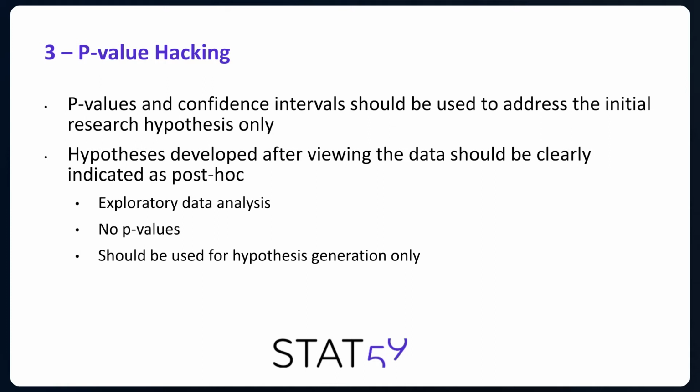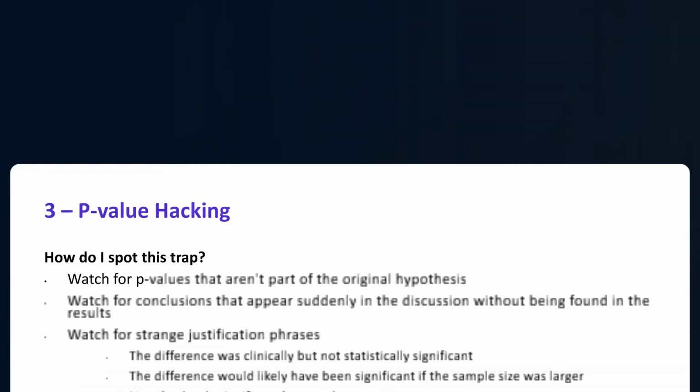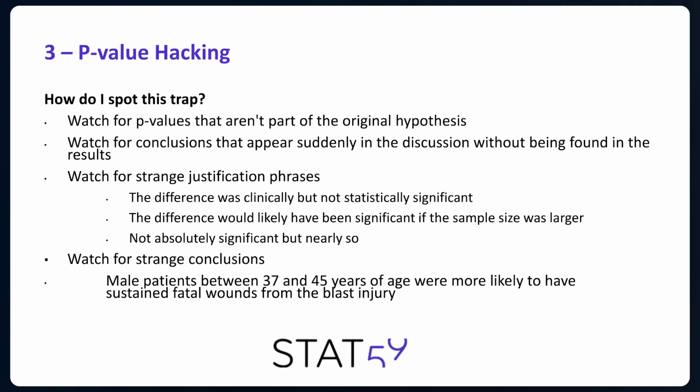This is something we viewed post hoc, and we can do exploratory data analysis. We could plot it, we could explain it in our discussion, but we should not be using p-values on that. We do not do statistical tests on post hoc data. We can use this for hypothesis generation, and we might, in our discussion of our paper, talk about why this is important and what further studies might be used to assess it. So how do you spot this trap, the trap of p-value hacking? Well, one of the things is watch for p-values in the paper that are not part of the original hypothesis.